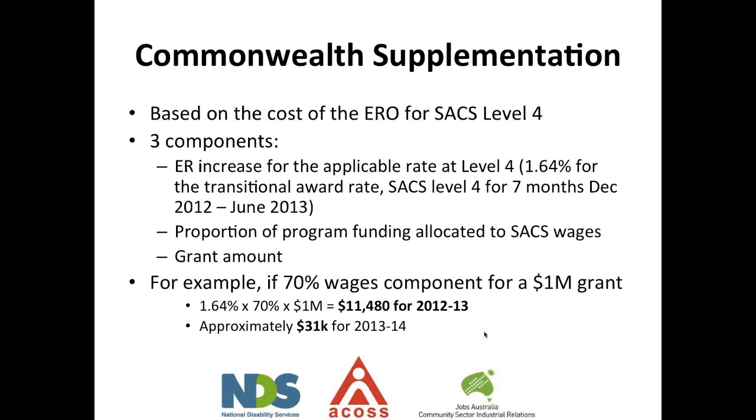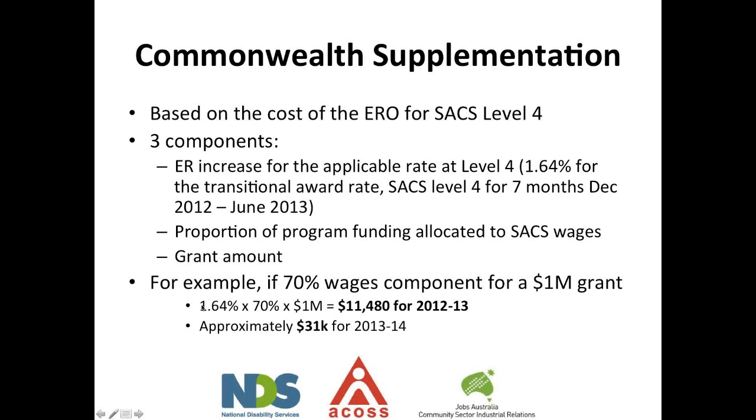The Commonwealth Supplementation is based on 3 components. It's been calculated on a SACS level 4. So the first thing they look at is the ERO increase and the applicable rate for a level 4. Now, the first ERO instalment was only a 7-month period, and so that equated to 1.64%. Then they look at the proportion of the program funding that they say is allocated to SACS wages, and that's what they apportion it to, multiplied by the grant amount.